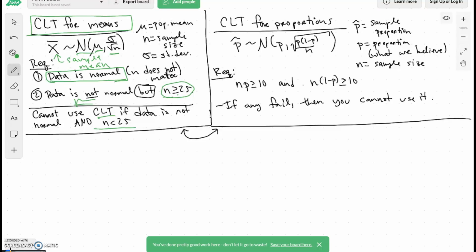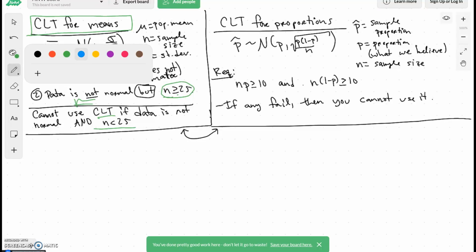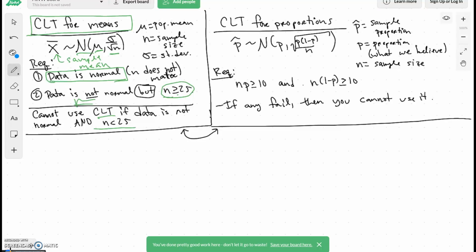Now, central limit theorem for proportions. This is the activity that we did. We were rolling 10 dice, and we were looking for the distribution of all of our sample proportions, or the distribution of even numbers. What we found was that it was normal with the mean centered at p, which is what we believed from the very beginning, and our standard error is this. The only requirements are that np be greater than or equal to 10, and n times (1 minus p) be greater than or equal to 10.